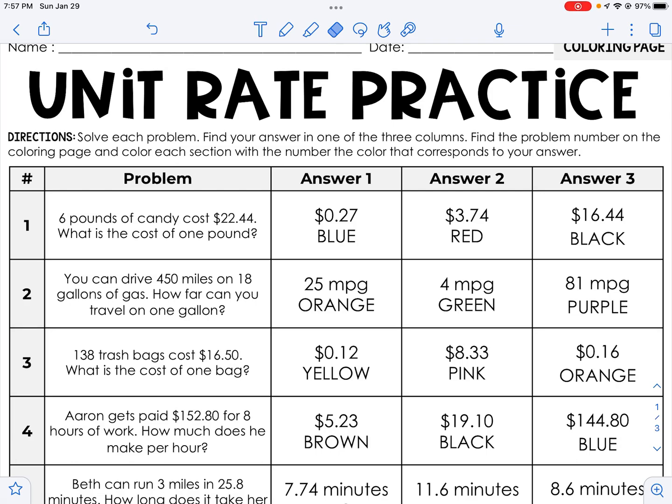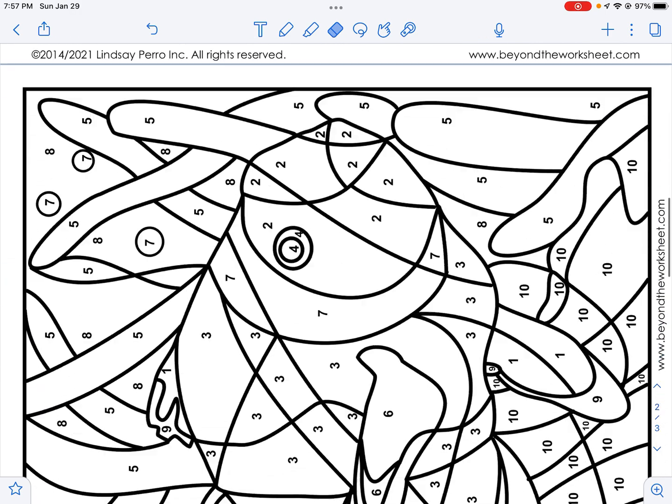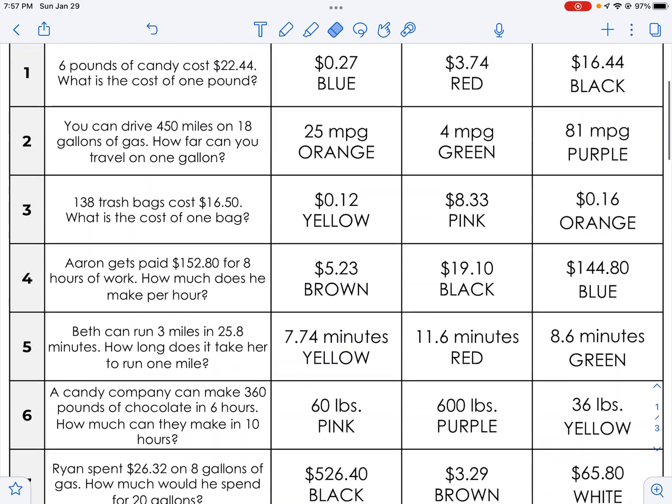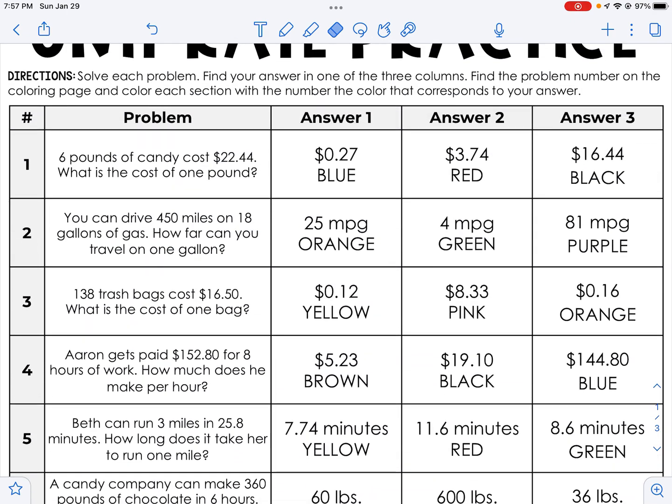These are directions on how to do your rate coloring. You should have a sheet that looks like this with the coloring on the back. Make sure you submit the coloring also, or you're not going to earn points for the assignment. Let's do one of them together.